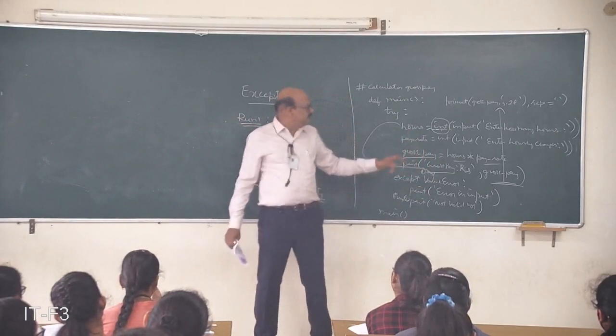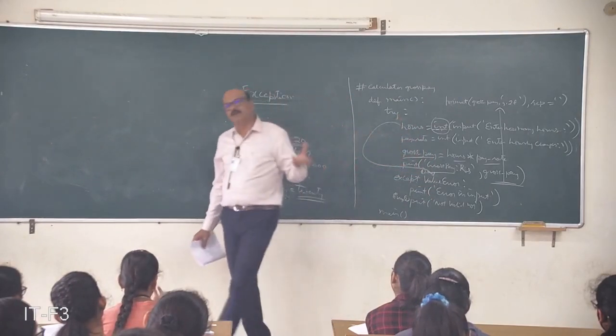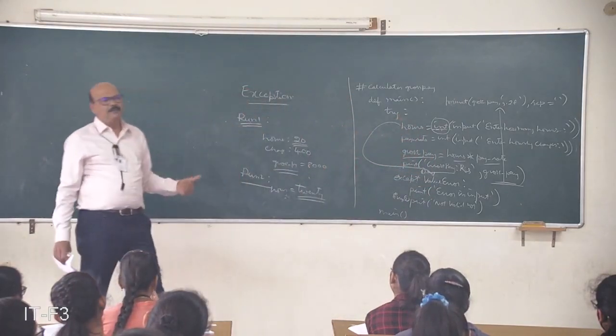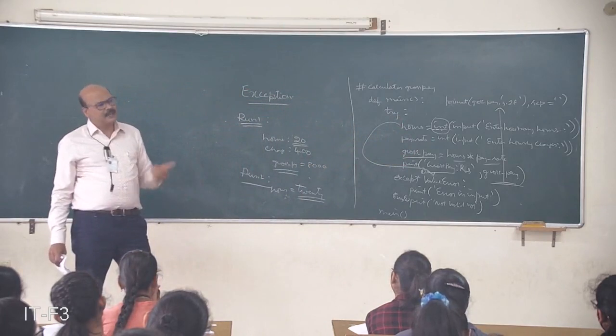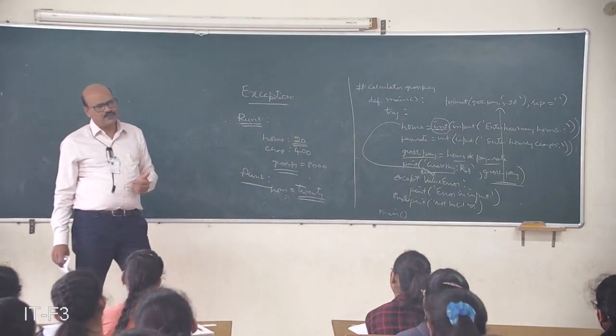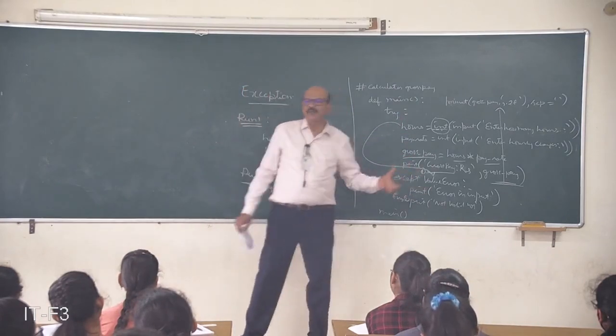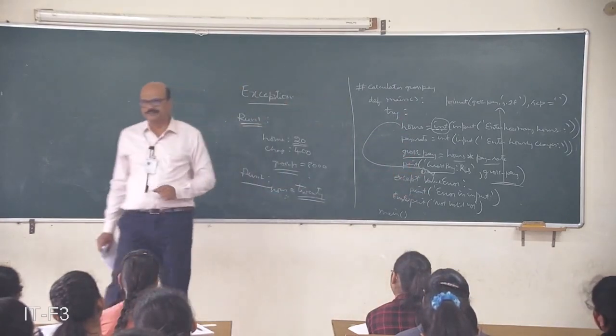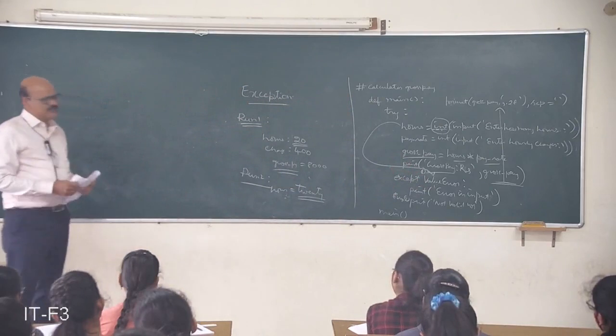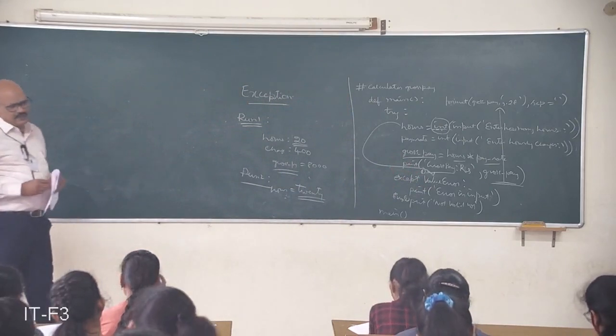Like this, the same try block can have multiple except statements or multiple except blocks. So that is the advantage. By naming the exception, you can provide multiple exception handlers. We will see those examples also. If you have any doubts, please ask.